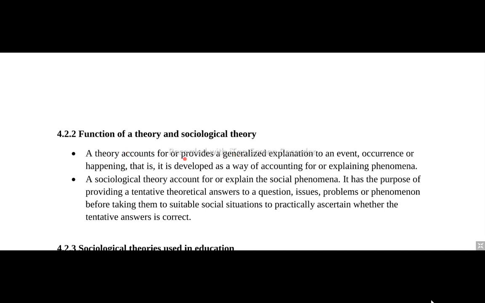So a theory accounts for or provides a generalized explanation to an event, occurrence, or happening. That is, it is developed as a way of accounting for or explaining phenomena. A sociological theory provides an explanation for the social phenomena. It has the purpose of providing a tentative theoretical answer to a question, issues, problems, or phenomena before taking them to suitable social situations to practically ascertain whether the tentative answer is correct.